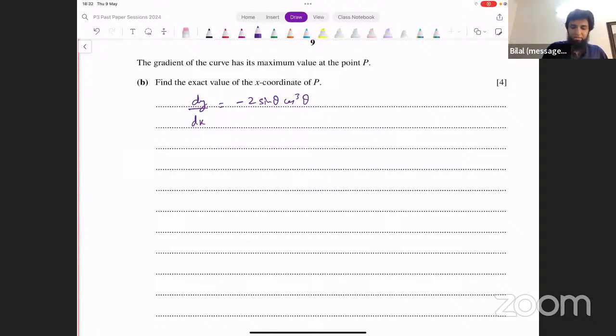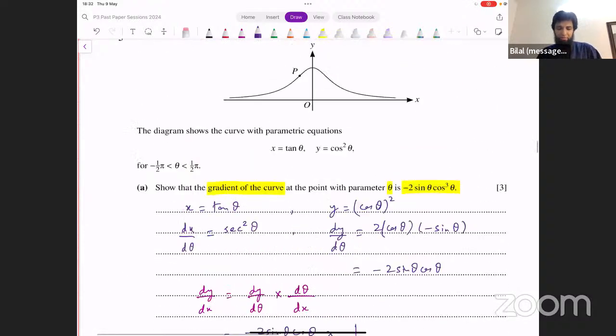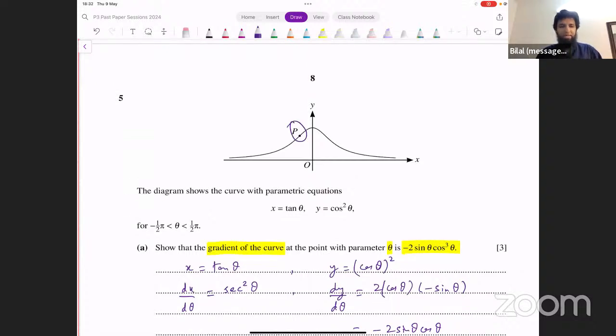Now, what they're saying is the gradient of the curve has its maximum value at the point P. Where is point P on the graph? This is point P. Is that the maximum point of the graph? Well, it's not. Maximum point is this one. This is the point where the gradient is maximum. That means where the tangent to the curve has the highest gradient. It's the steepest part of this curve. And that's what it means.